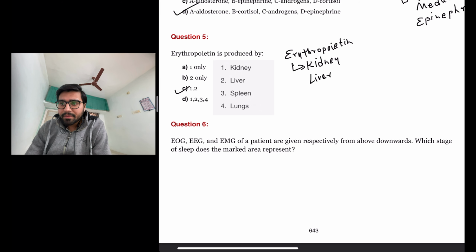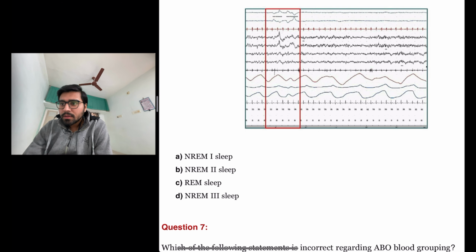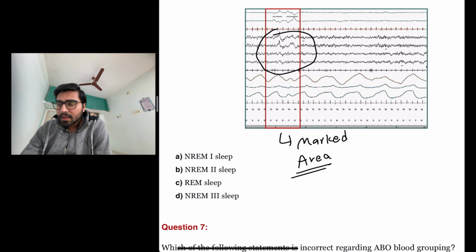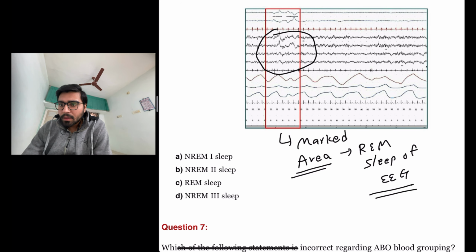Electrooculogram, electroencephalogram, and electromyogram of a patient are given respectively from above downwards. Which stage of sleep does the marked area represent? This one is the marked area. This graph is actually a representation of rapid eye movement sleep on EEG. So the answer here is C, REM sleep.